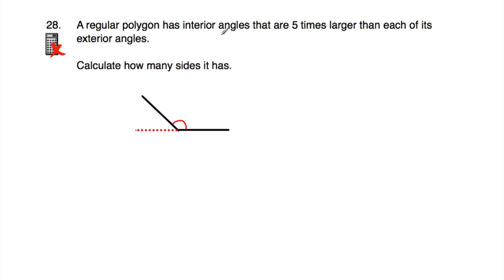And we're told that the interior angle is 5 times larger than its exterior angle. So if the exterior angle, for instance, was X, the interior angle would be 5 times larger than that.